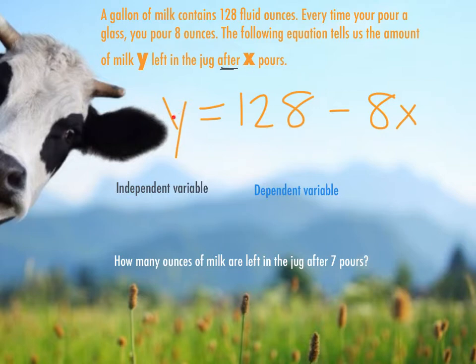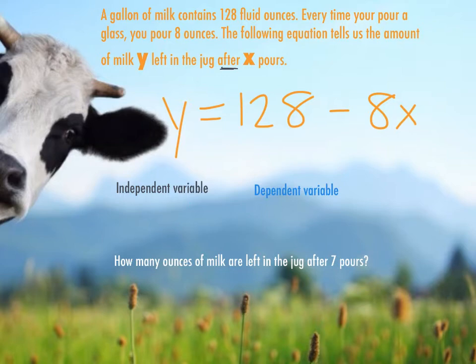So the amount of milk left is a result of starting with 128 ounces and pouring out, or subtracting from that 128, 8 ounces every time you pour, right? So think about it. It needs kind of common sense. If I have 128 ounces and I pour out 1 glass, well, that 1 glass is 8 ounces. So it'd be 128 minus 8, or otherwise known as 8 times 1, because it was 1 glass.